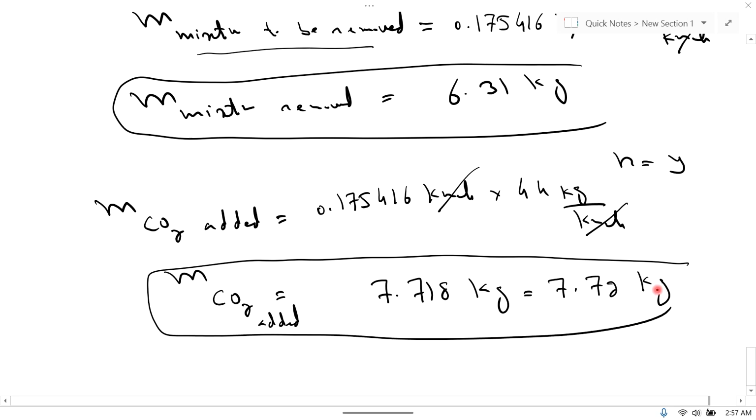So these are the final answers. The mass of mixture to be removed is 6.31 kilogram, and the mass of carbon dioxide to be added is 7.718 or 7.72 kilogram. So this is the end of the problem.